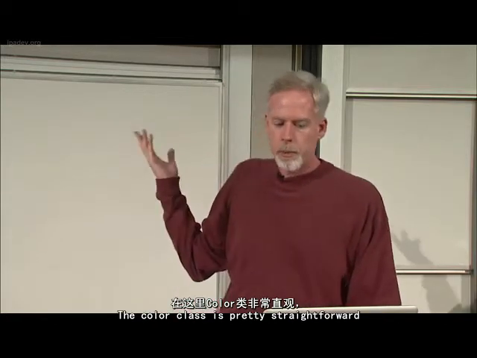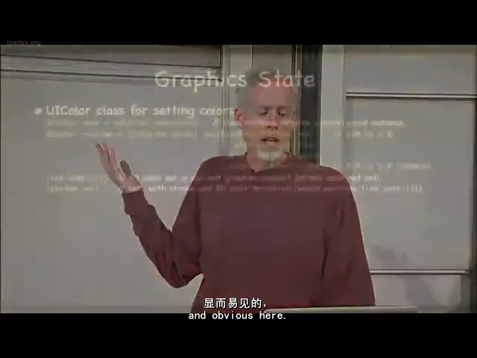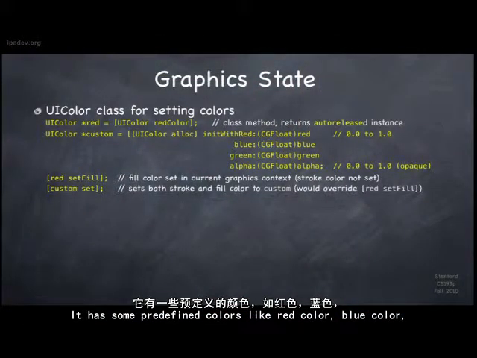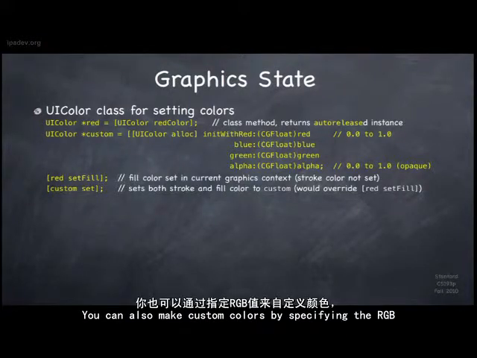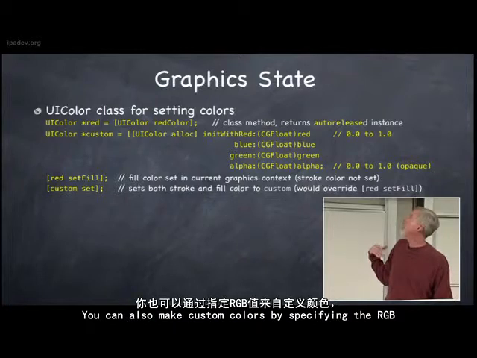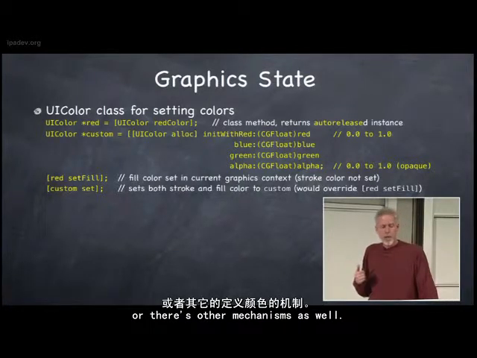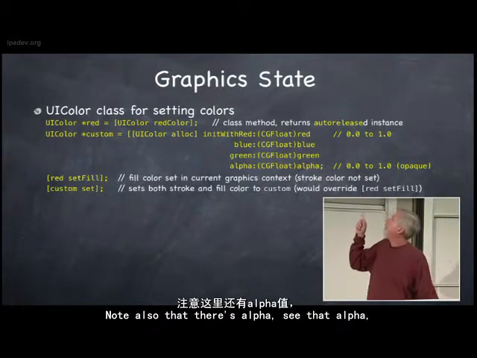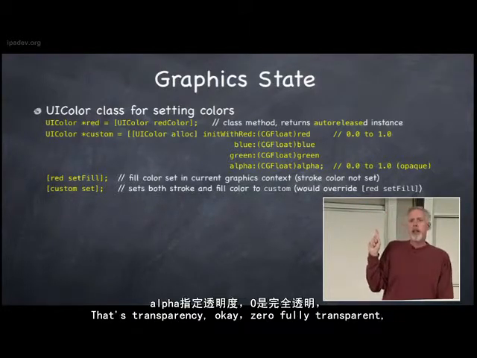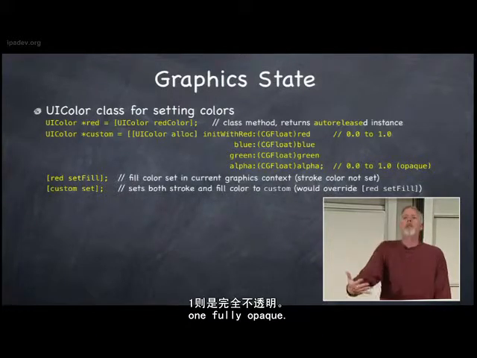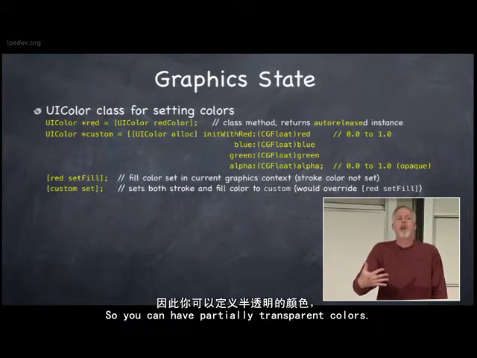The color class is pretty straightforward and obvious here. It has some predefined colors like red color, blue color, green color, which are class methods, which will return you a color. You can also make custom colors by specifying the RGB, or there's other mechanisms as well. Note also that there's alpha. See that alpha, the fourth argument to creating that custom color? That's transparency. Okay, 0 fully transparent, 1 fully opaque. So you can have partially transparent colors.